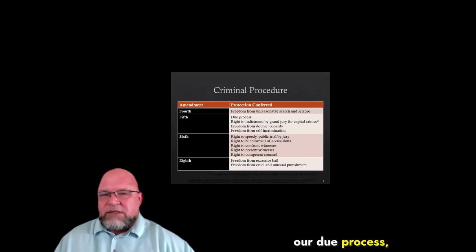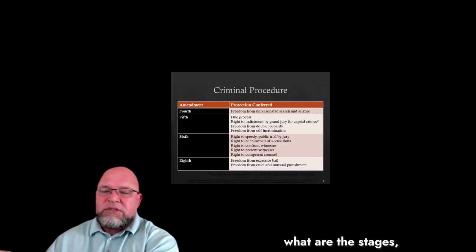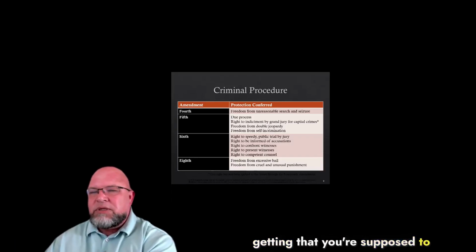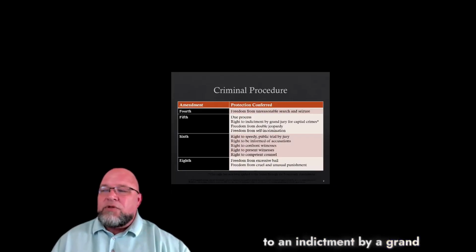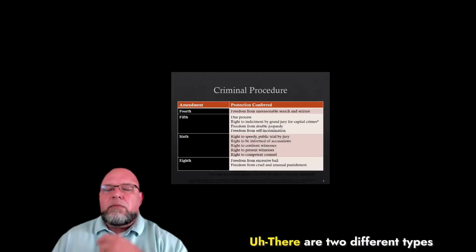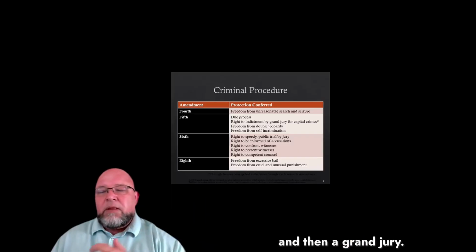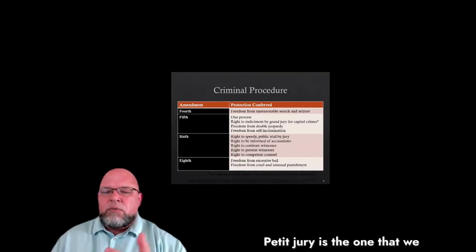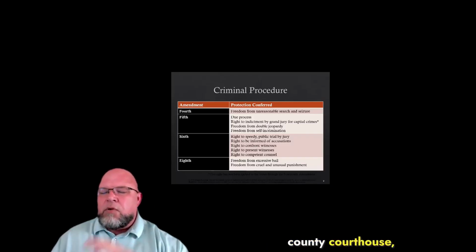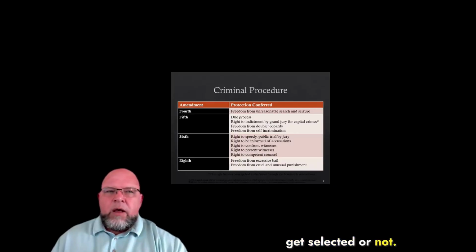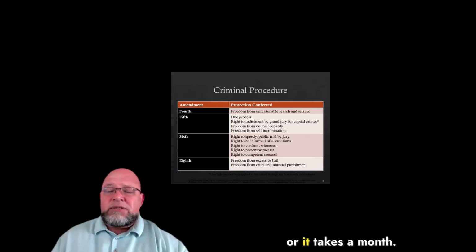The Fifth Amendment is our due process, which is the process you go through: what are the stages, what is everything that you're supposed to get, what is due process. Part of due process is the right to an indictment by a grand jury for capital crimes. There are two different types of juries in most cases. You have what is considered a petit jury and then a grand jury. Petit jury is the one that we all get called to for jury duty: you go to your local county courthouse, you sit there and you get selected or not. You're going there for one case only, whether it takes a day or a month.